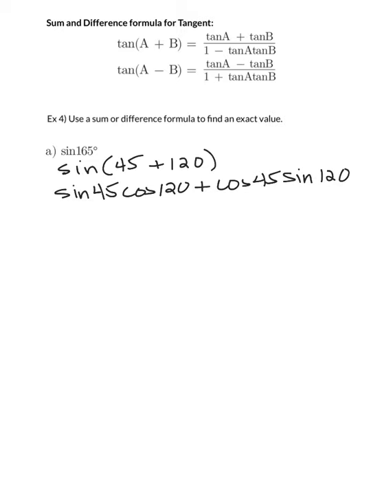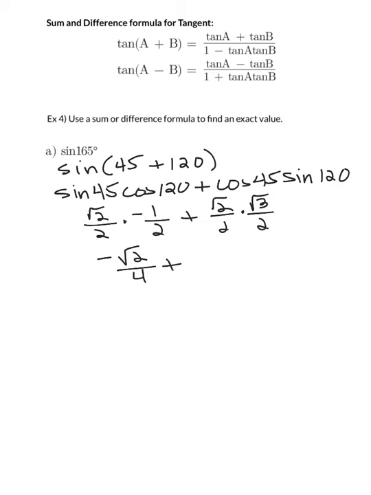Now go to your unit circle. The sine of 45 degrees is the square root of 2 over 2. The cosine of 120 is negative 1/2, plus the cosine of 45 degrees is square root of 2 over 2, and the sine of 120 is the square root of 3 over 2. Do the multiplying that you have. The square root of 2 over 2 times negative 1/2 gives me negative square root of 2 over 4.